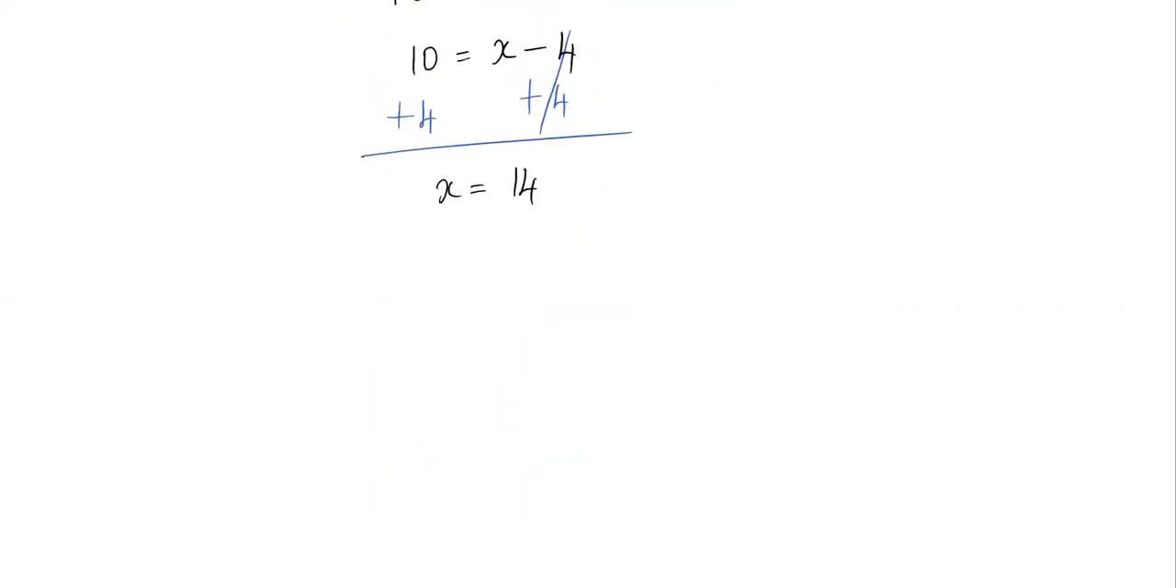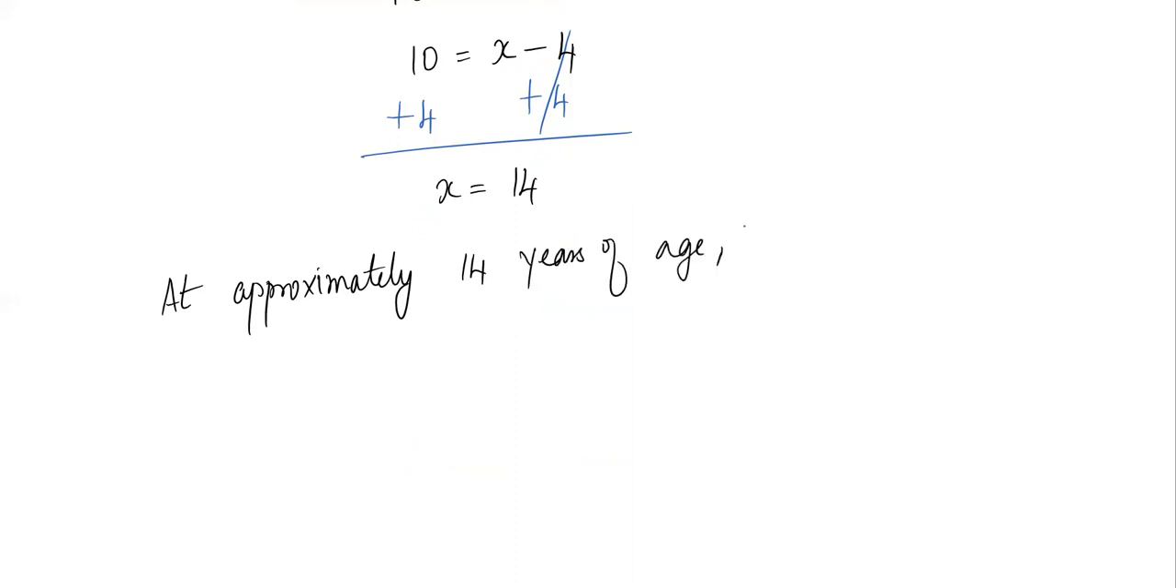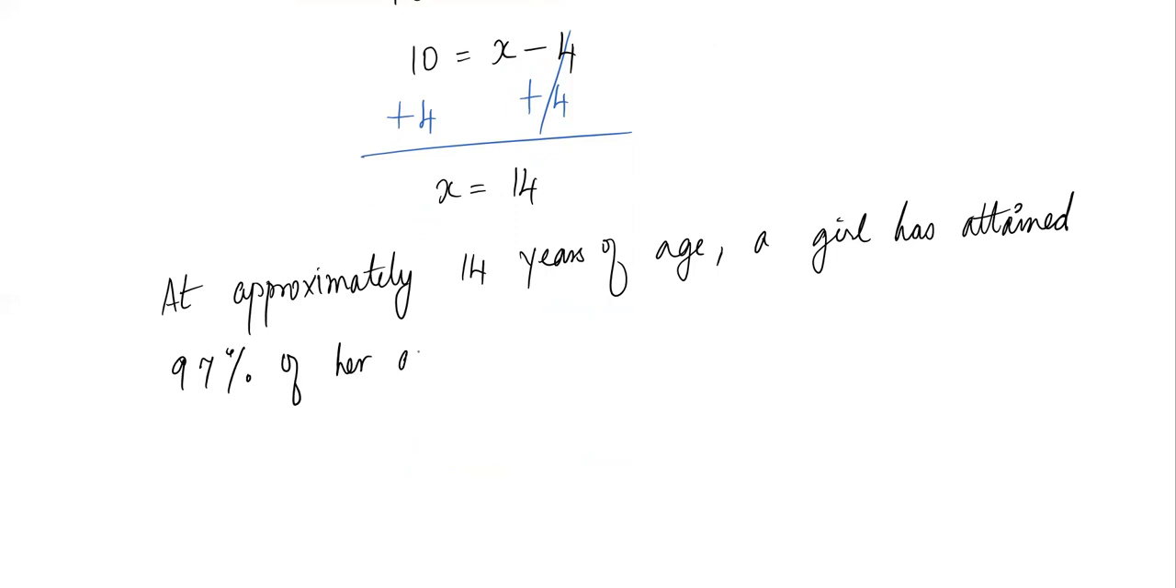Then you come back and you explain it. At approximately 14 years of age, a girl has attained 97% of her adult height.